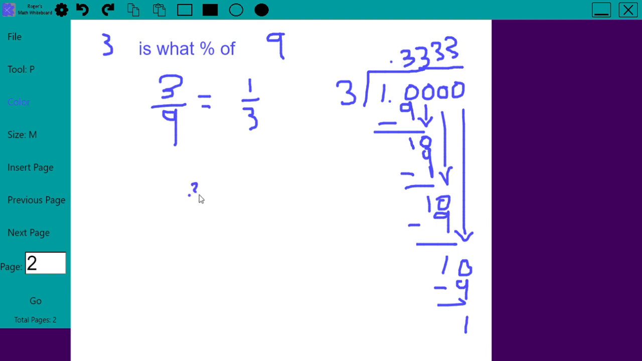So 0.33. I'm going to move my decimal 2 places to the right. Stop here. And this is my answer, 33.33%. And depending on where you're at, some teachers would just be fine with 33%, or they'd want you to round this down to 33%. But either way, now you know how to solve it a bit further.